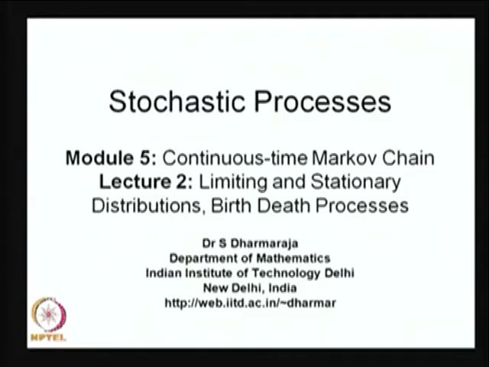This is module 5, continuous time Markov chain. In the first lecture we have discussed the definition of a continuous time Markov chain, then we have explained how we can derive the Chapman-Kolmogorov equation, then we have defined the infinitesimal generator matrix, then I have given the Kolmogorov differential equations in the first lecture.